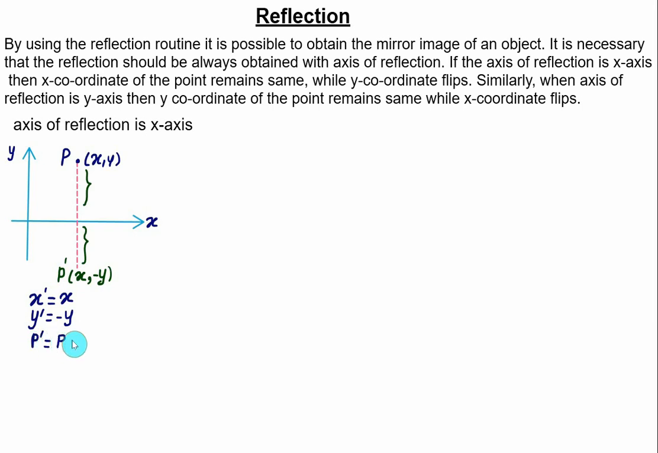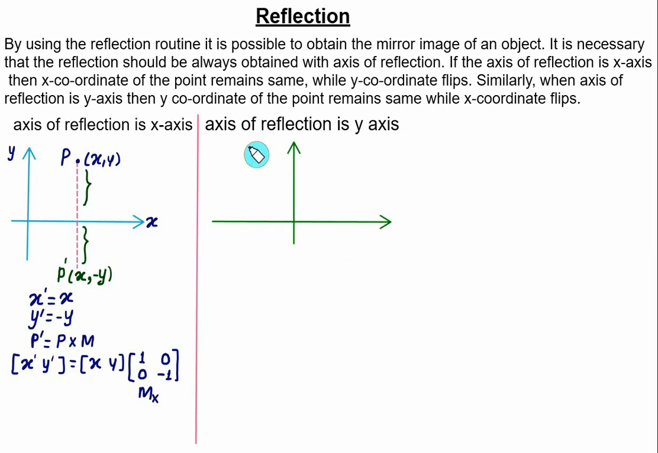If you take a reflection about the x-axis, we can write this reflection matrix as P prime is equal to P into the reflection matrix. We'll use M, which stands for mirror. We have P prime as x prime, y prime, and the coordinate of P is x, y. Now we want to generate x prime equal to x, so we have x with coefficient 1, and the contribution of y is 0. We want to generate y prime equal to minus y, so the contribution of x is 0 and the y contribution is minus 1. So this one is our mirror matrix about the x-axis.